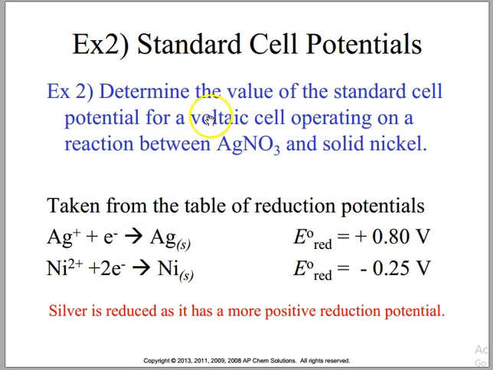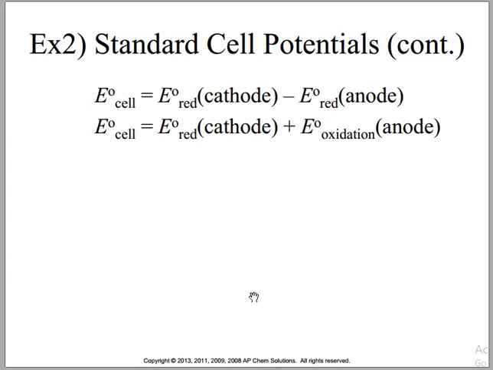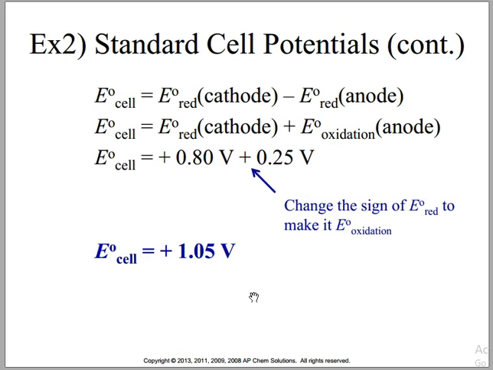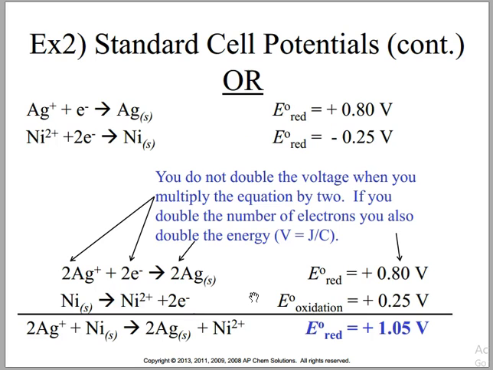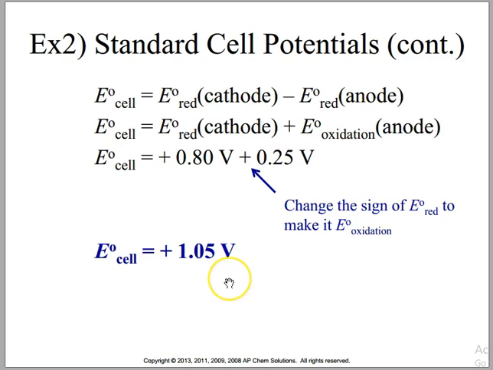All right, let's take a look at this last one here. Determine the value of the standard cell potential for a voltaic cell operating on the reaction between silver nitrate and solid nickel. So we take the values from the table of reduction potentials, and silver is reduced because it has the more positive reduction potential. So we had to flip the sign for the nickel again, and add it together. Okay?